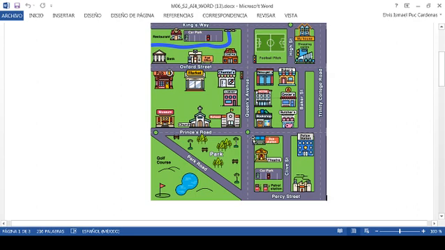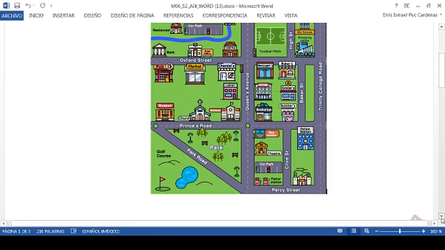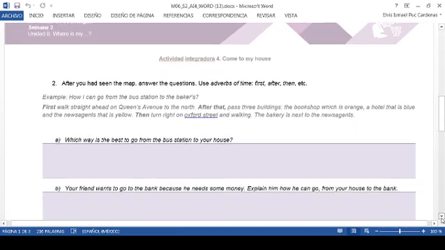Si se trata de ir de la estación del autobús hasta mi casa, que aquí se ve, vaya sobre la calle Queens Avenue, sobre la avenida Queens, doble en la derecha de Oxford Street, doble en la izquierda de High Street. Mi casa está al lado del centro comercial. My house is next to the shopping center. Eso es lo que van a hacer para dar las indicaciones en las preguntas.